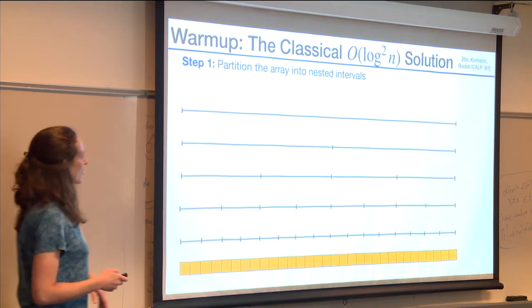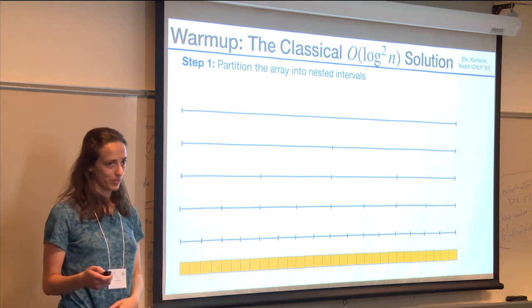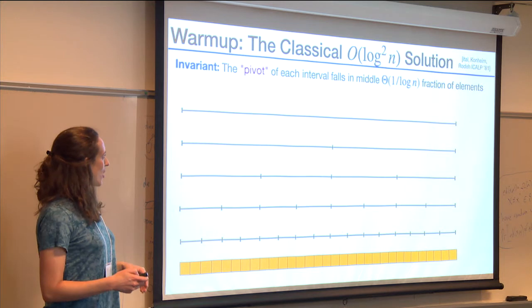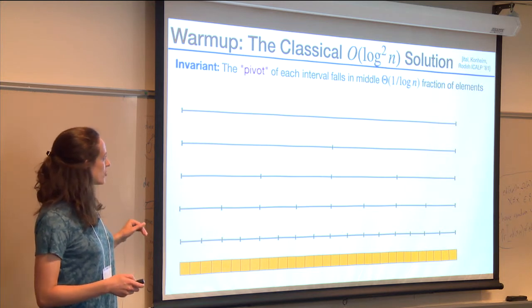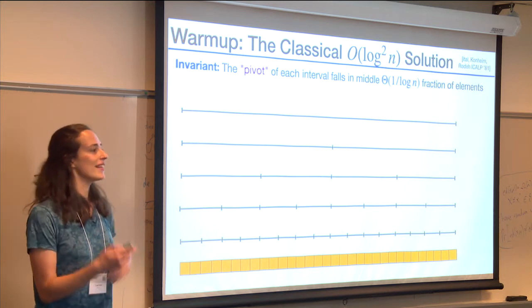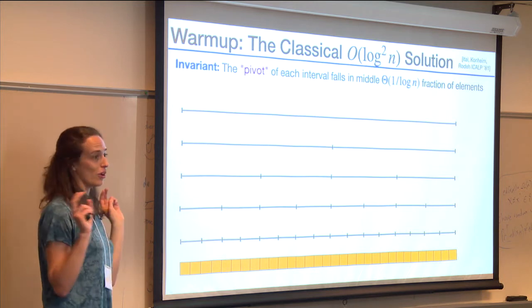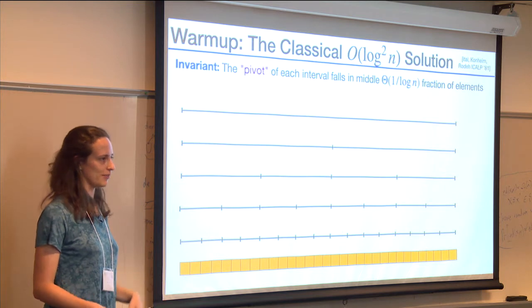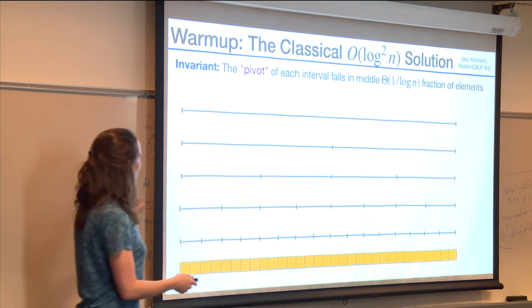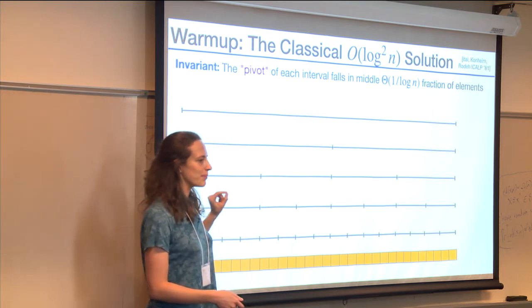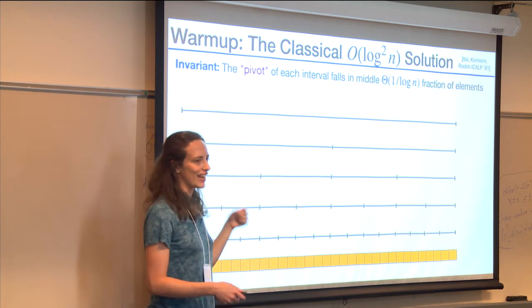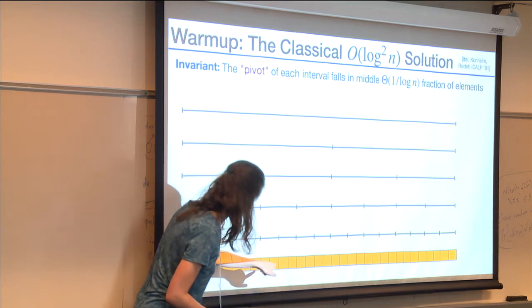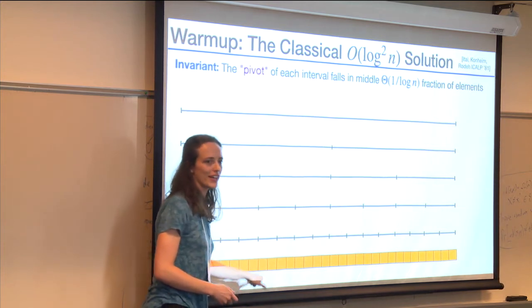So the way this works is we have these nested intervals from before. And we're going to have an invariant. The invariant says that the so-called pivot of each interval falls in the middle 1 over log n fraction of the elements. What is the pivot? The pivot of an interval is simply the element that falls right in the middle of that interval. So if I'm looking at this interval, the pivot will be the element that just happens to fall right in the middle.